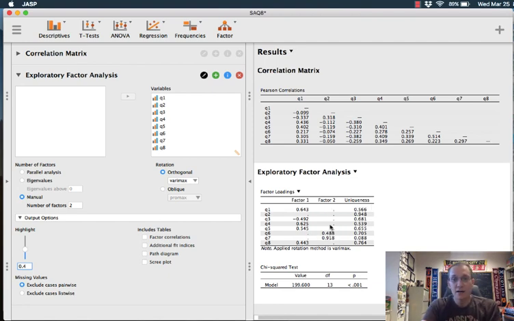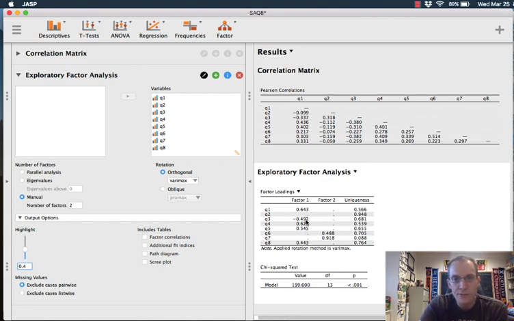As we can see here, questions 6 and 7, as we already saw in our plot, they load pretty heavily onto factor 2. So maybe factor 2 is that factor related to computer anxiety or something like that. And then the rest of the items, 1, 3, 4, 5, and 8, they load pretty heavily onto factor 1.